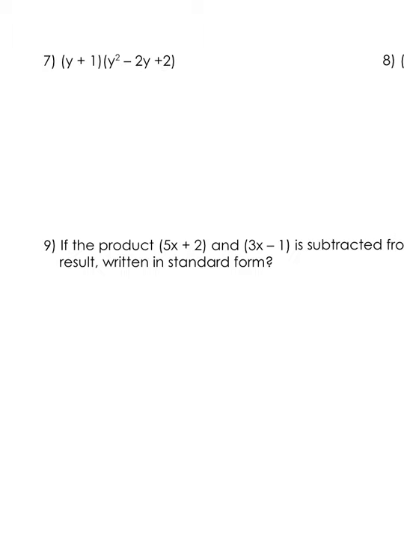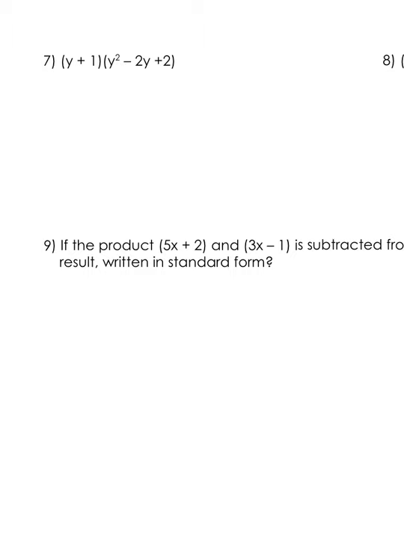This is the video solution for question number 7. Question number 7 is asking us to draw an area model and find the product for y plus 1 times y squared minus 2y plus 2. If we were to do an area model for this particular problem, since it's a binomial times a trinomial, we're going to end up with 6 multiplications by way of the distributive property.